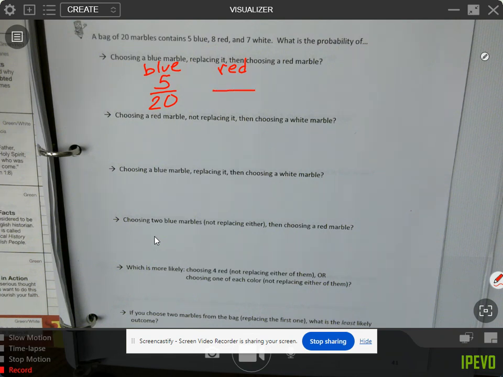Yeah, because if I didn't replace it, there would only be 19 marbles in the bag. But since I replaced it, I know that my total possible outcome stays the same. What's my numerator going to be? What's my desired possible outcomes? How did you get 8, Madison? There are 8 red marbles, so my desired outcome would be 8.